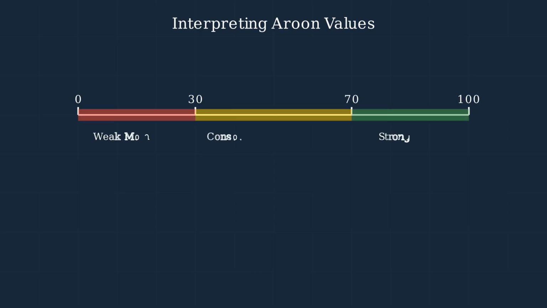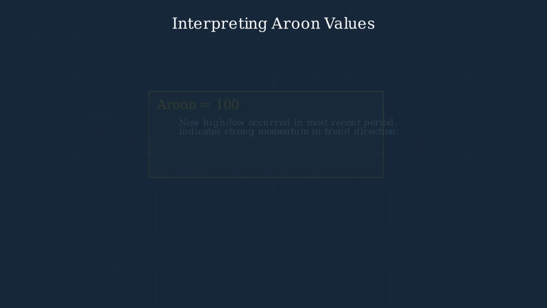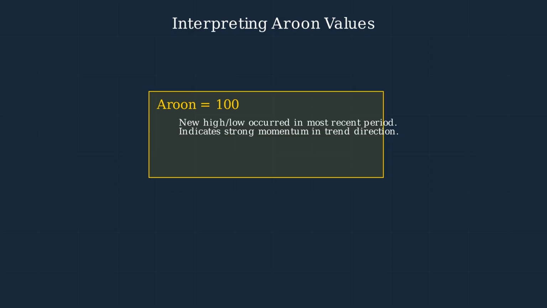Aroon values range from 0 to 100 and provide important insights into market momentum and trend strength. The Aroon indicator scale ranges from 0 to 100, with different zones indicating various market conditions. A value of 100 indicates that a new high or low occurred in the most recent period, suggesting strong momentum in the direction of the trend.